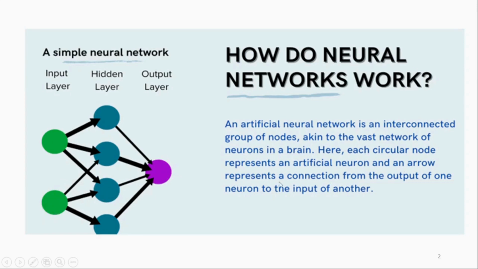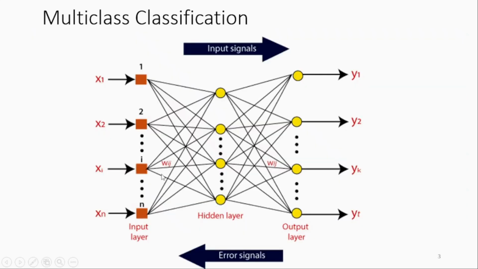An arrow represents a connection from the output of one neuron to the input of another. For example, if this is an arrow, this is the output of this neuron, while this output becomes the input for this neuron. Similarly, this is the output of this neuron, and this is the input for this neuron. As we said, neural networks can be used for binary classification and multi-class classification. So this is an example of multi-class classification.